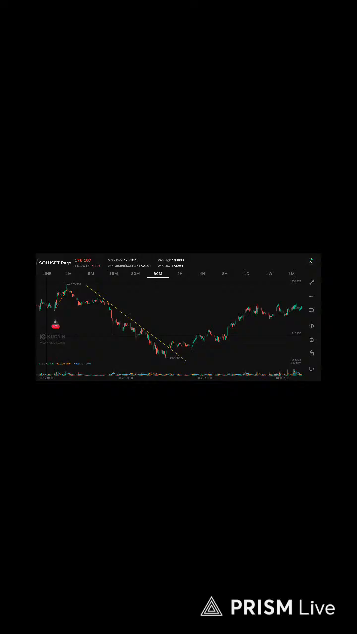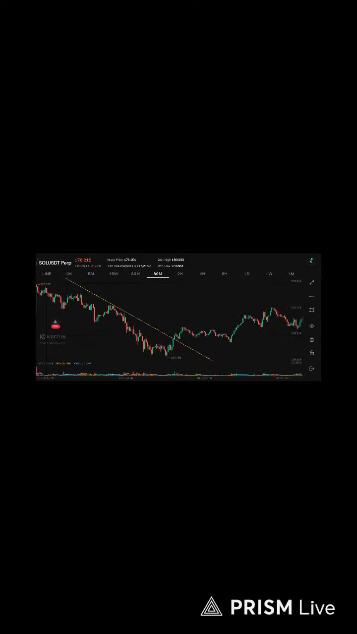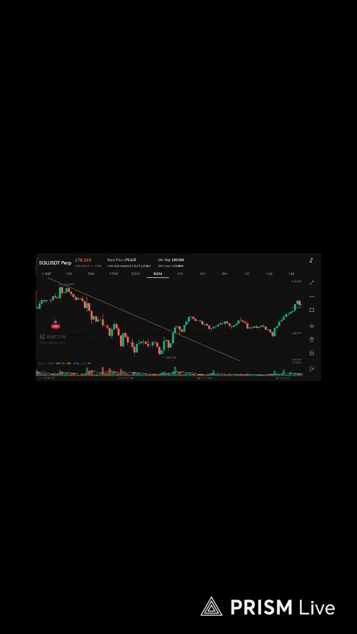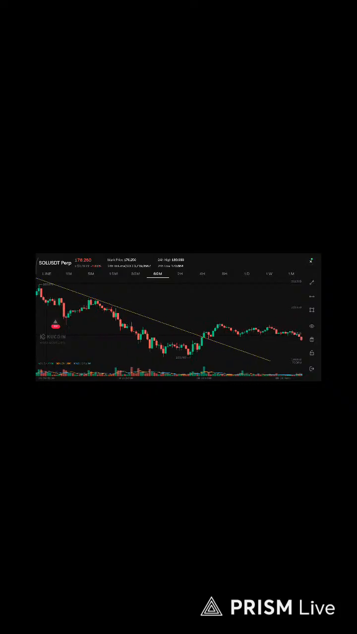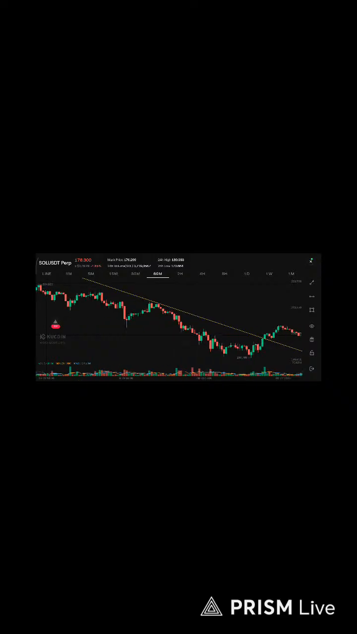So after indicating the trend line, let me expand it so that you can see it very well. Have you seen it?